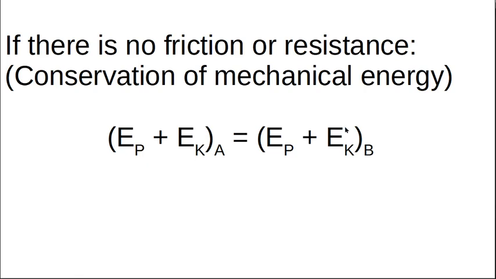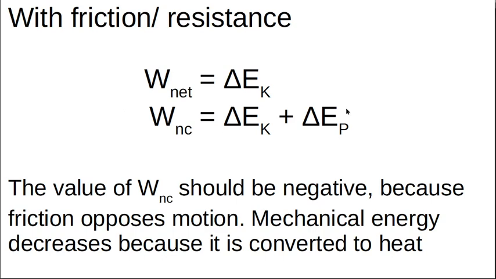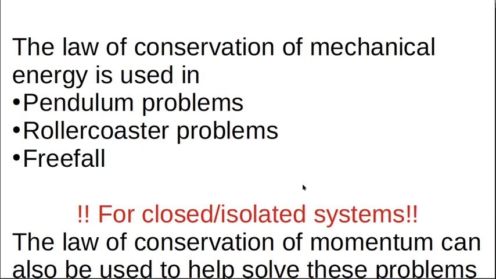So this is the way you work out no friction, and this is the way you work out friction. Always remember delta EK is the change in kinetic energy, and delta EP is the change in potential energy. When do we use this? In pendulum problems, swinging backwards and forwards, roller coasters going up and down, and in free fall. So sometimes you can actually use these to solve vertical projectile motion questions.